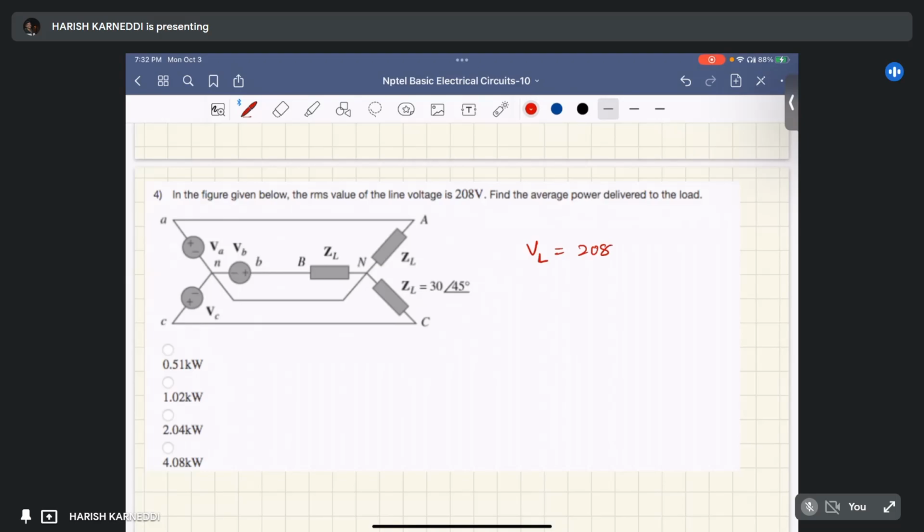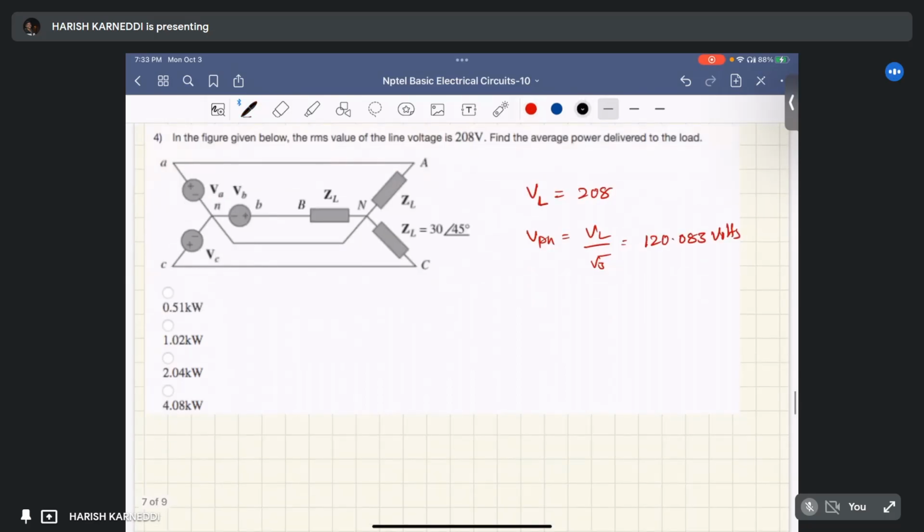Okay. We can convert into phase voltage. The phase voltage is the line voltage by root 3, right? So 208 volts by root 3 is 120.0083 volts, which is the RMS voltage. We can find out the current. Here the line impedance Z line is not given, so we can assume it is 0.